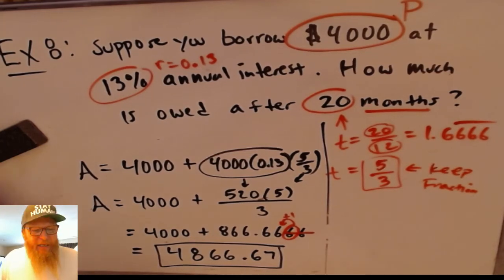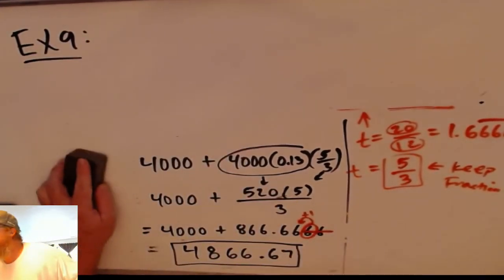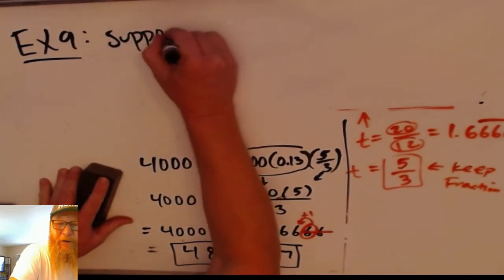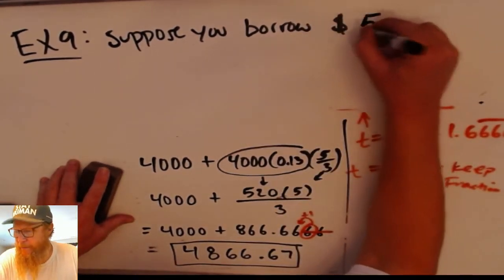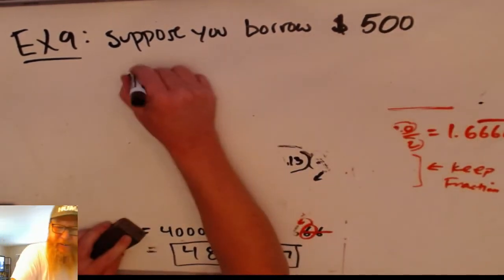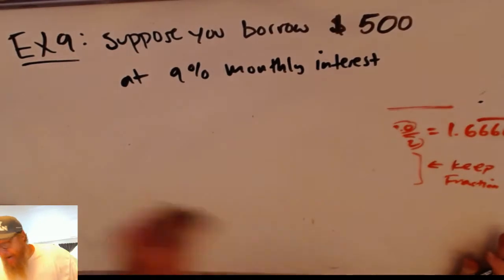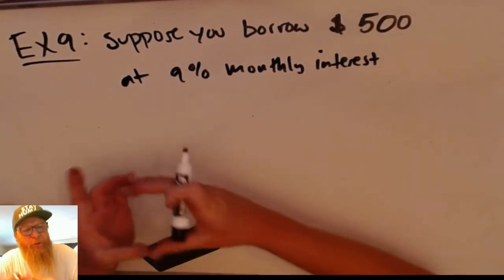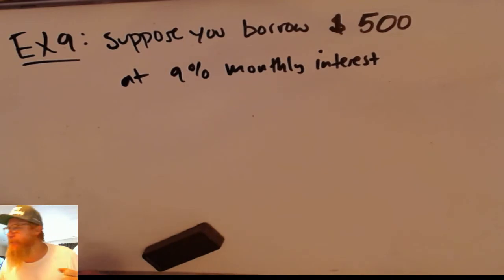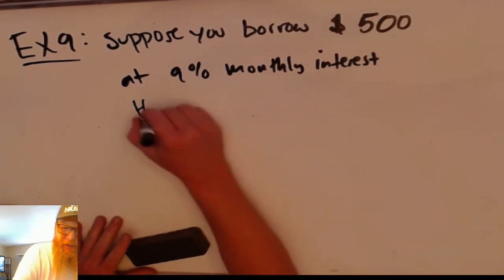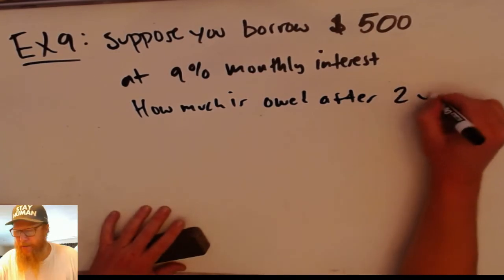There is a thing called monthly interest. Monthly interest is usually with loans. Suppose you borrow $500 at 9% monthly interest. So it's no longer annual interest. It would be as if you were treating 1 month like a year. So every month in this example acts like a year. How much is owed after 2 years?